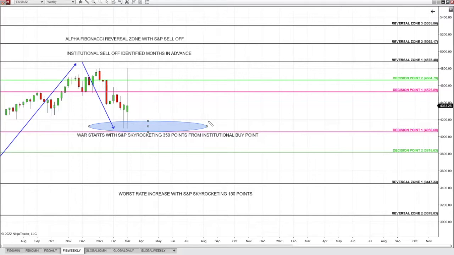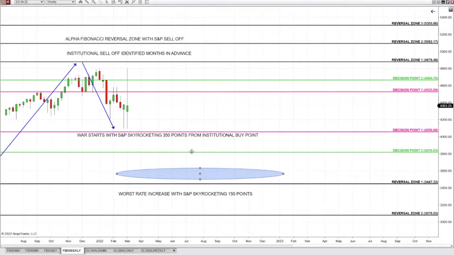If you decide to short near these levels, your success rate is a lot less than 20%. Months before the war, institutional orders sitting and waiting here.